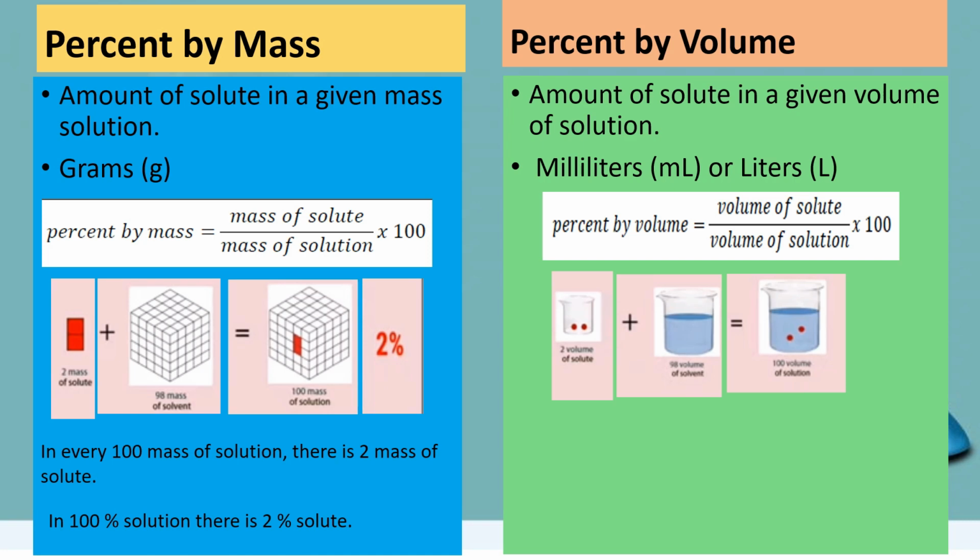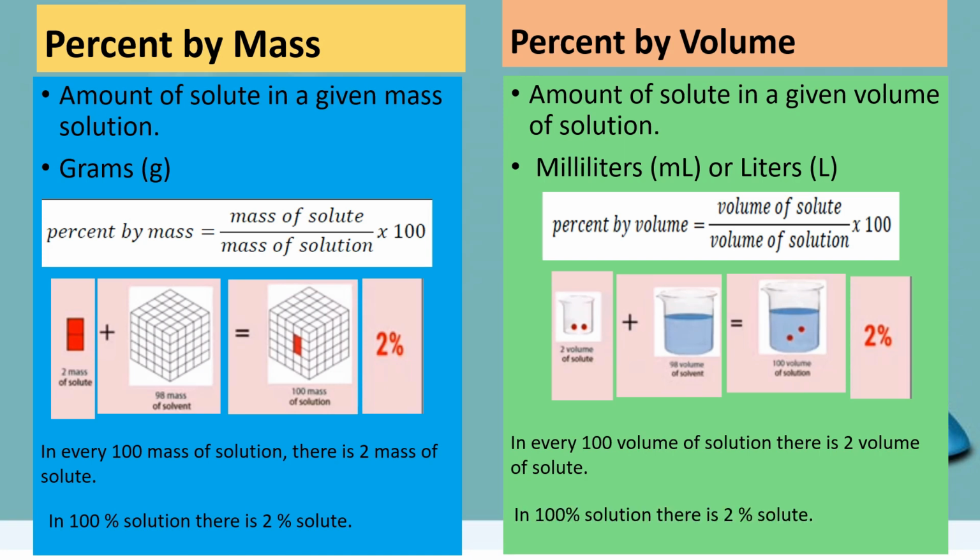The amount of solute in this example is 2 in a total of 100 volume of solution. Therefore, the concentration of the solution is 2%. Thus, in every 100 volume of solution, there is 2 volume of solute. Or, in 100% solution, there is 2% solute.